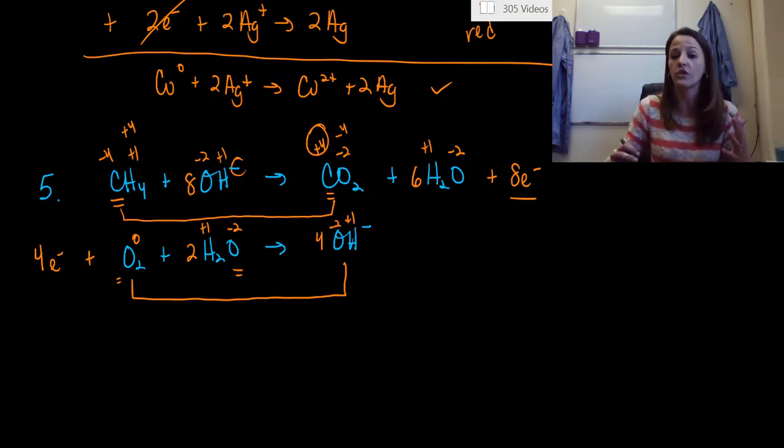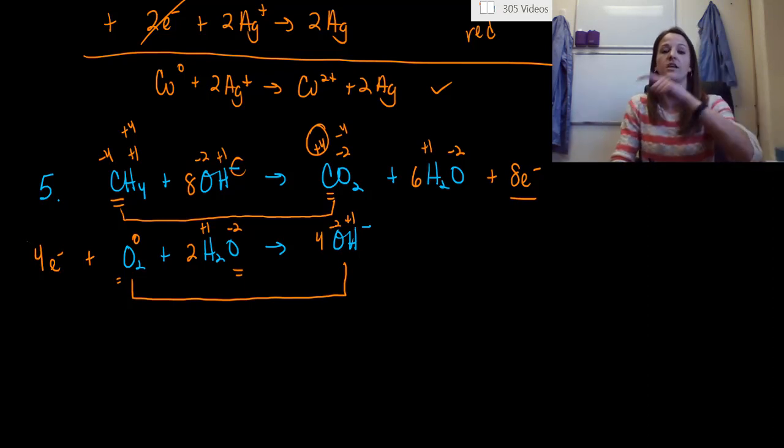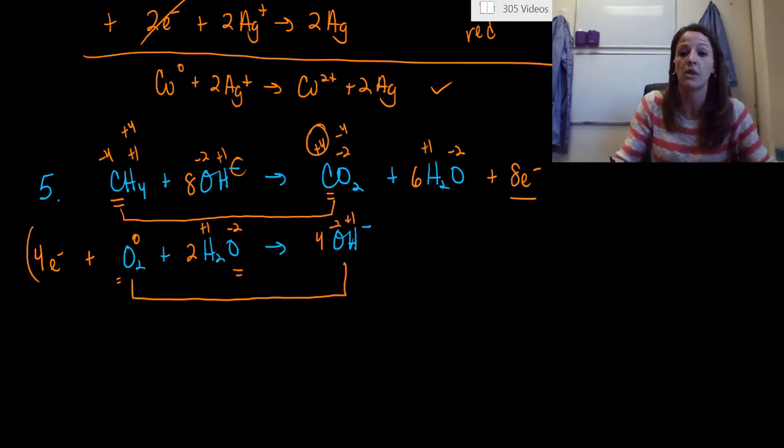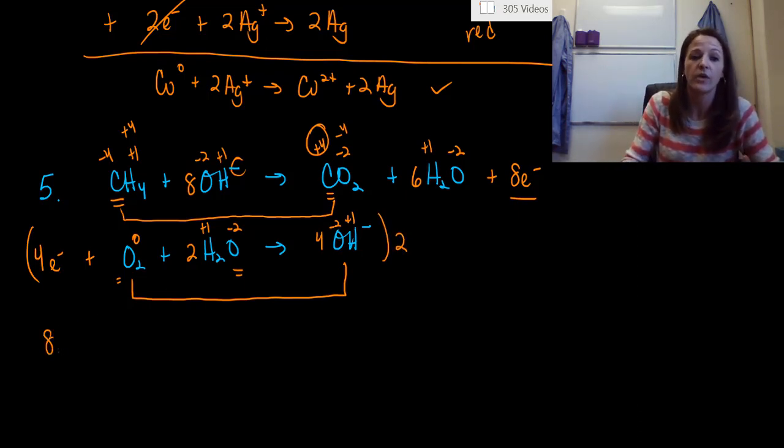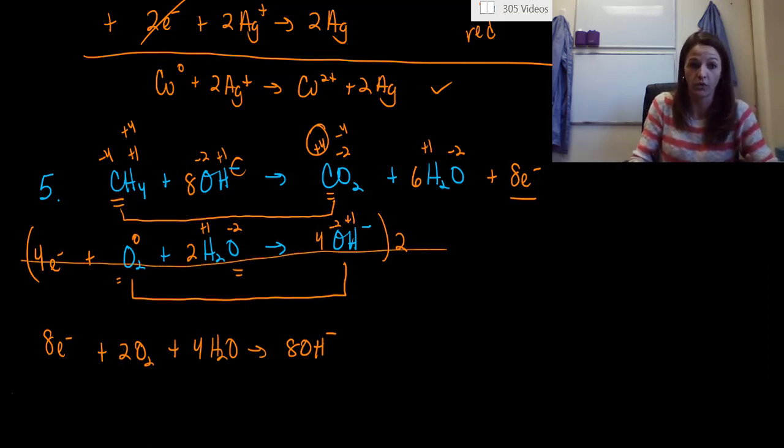All right, so we're so close to being done. We're not there yet. But what we see here is that we have 4 electrons on our reduction half reaction, 8 electrons on our oxidation half reaction. The only way we can balance it is by multiplying this entire section by 2. So I'm going to rewrite it down here. We end up with 8 electrons plus 2 O2 plus 4 H2O going to 8 OH-. So now I'm going to draw a small line through here so we just remember to ignore it.